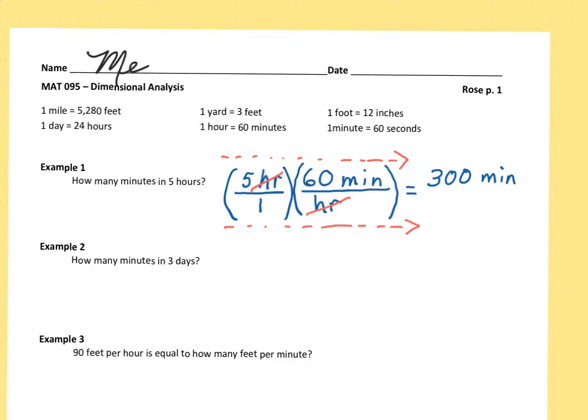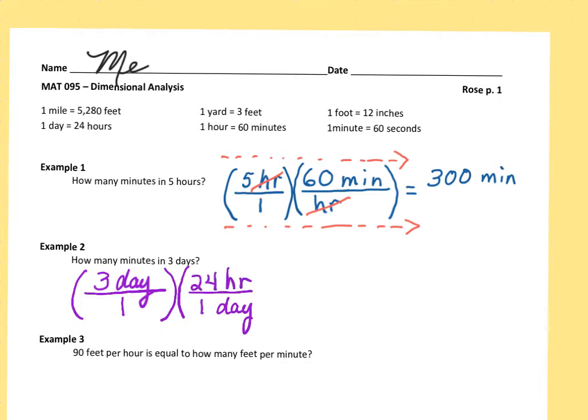How many minutes in 3 days? So I will start by writing down 3 days, and just like I did not make hours plural in the previous example, I will not make days plural here. Although as I read it, I probably will because, hey, it's English. 3 days becomes 3 day over 1. And 1 day equals 24 hours, which is this conversion factor.